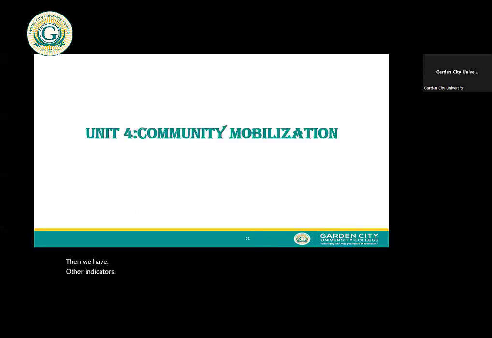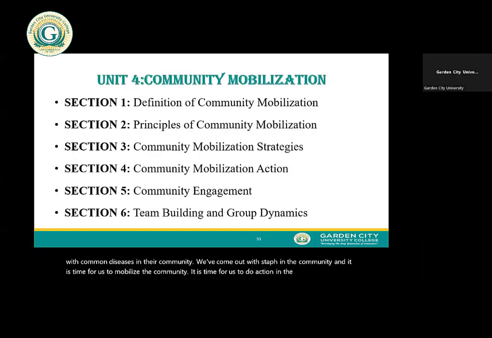We have done our community entry. We have diagnosed the community, and we have come out with common diseases in the community. We've come out with staff in the community, and it is time for us to mobilize the community. It is time for us to do action in the community. Thus, we will look at the definition of community mobilization, the principles of community mobilization, strategies, community mobilization action, community engagement, and then team building and group dynamics.